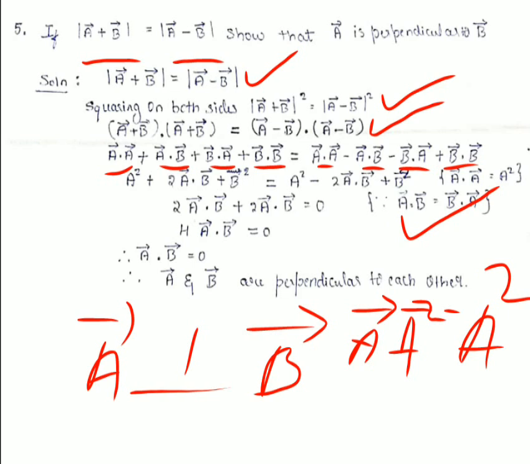Then if we further simplify, A square value on both sides cancels, B square value also cancels. The remaining will be 2A dot B plus 2A dot B equal to 0. Finally, it will be 4A dot B equal to 0. A dot B will be equal to 0. If A dot B is equal to 0, then only we can say two vectors are perpendicular to each other. Hence the proof of this problem. Okay.